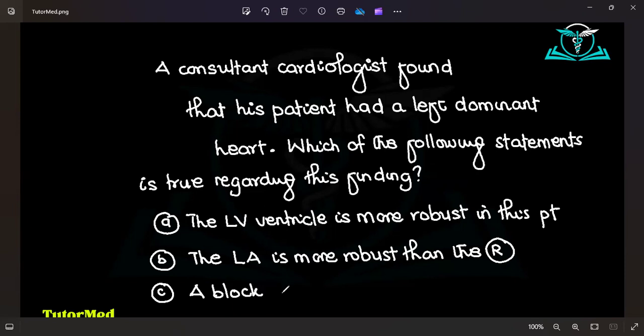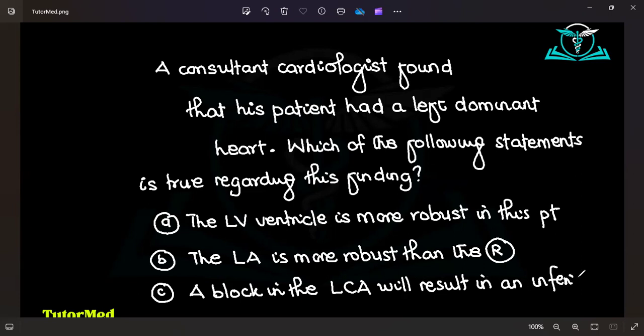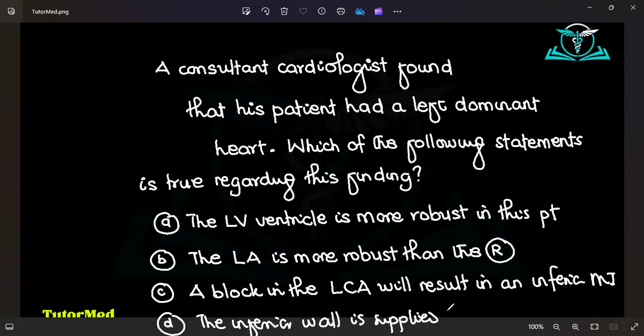C, a block in the left coronary artery will result in an inferior MI. D, the inferior wall is supplied by a right coronary artery. Answer.